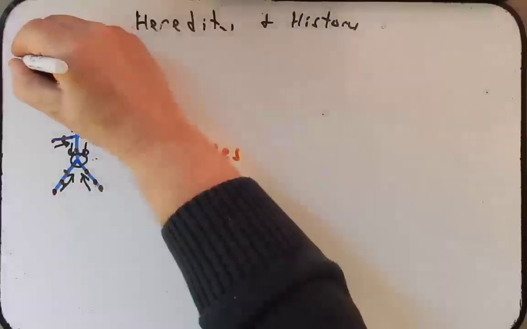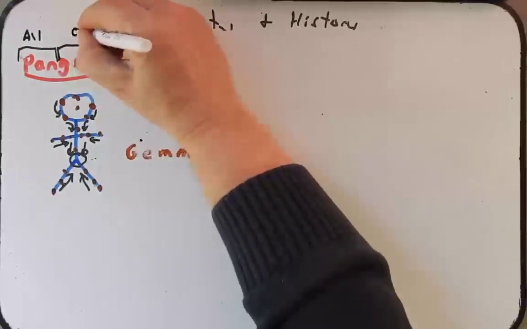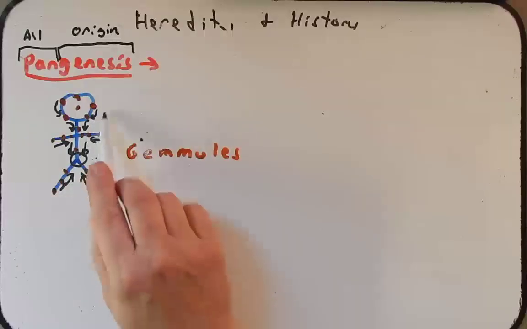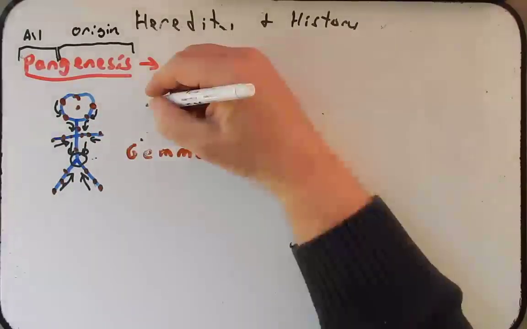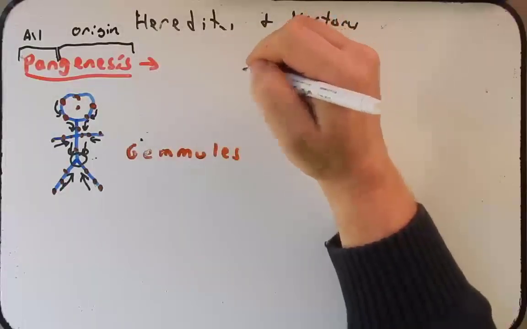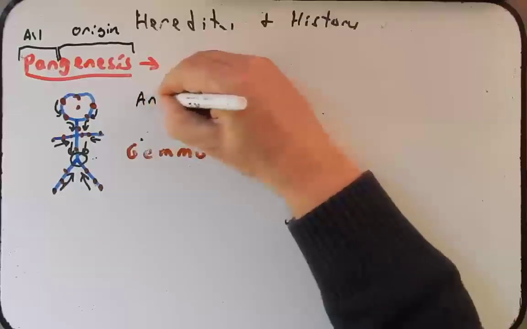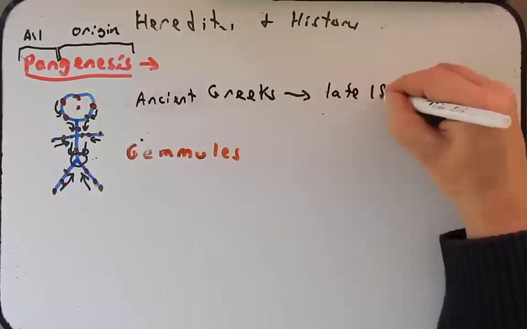If it helps you remember what pangenesis is, the word pan means all, and the word genesis means origin. So the origin of the next generation comes from parts of all of the previous generation. Though pangenesis is no longer thought to be a correct prediction for heredity, we know that this idea originated in the ancient Greeks and persisted until the late 1800s.